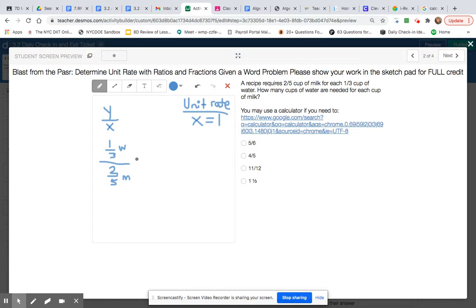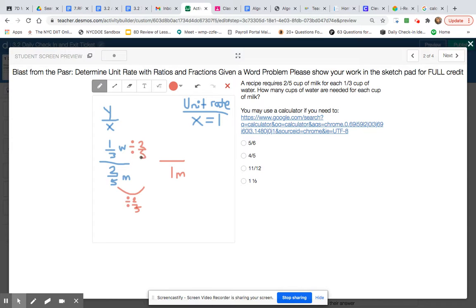All right. So, like the question says, we need to figure out how many cups of water are needed for 1 cup of milk. In order to do that, the video that you had to watch on this topic tells you that to get from 2/5 to 1, I would have to divide 2/5 by 2/5. So my new denominator would be 1. But whatever I do to the denominator, I also have to do to the numerator.